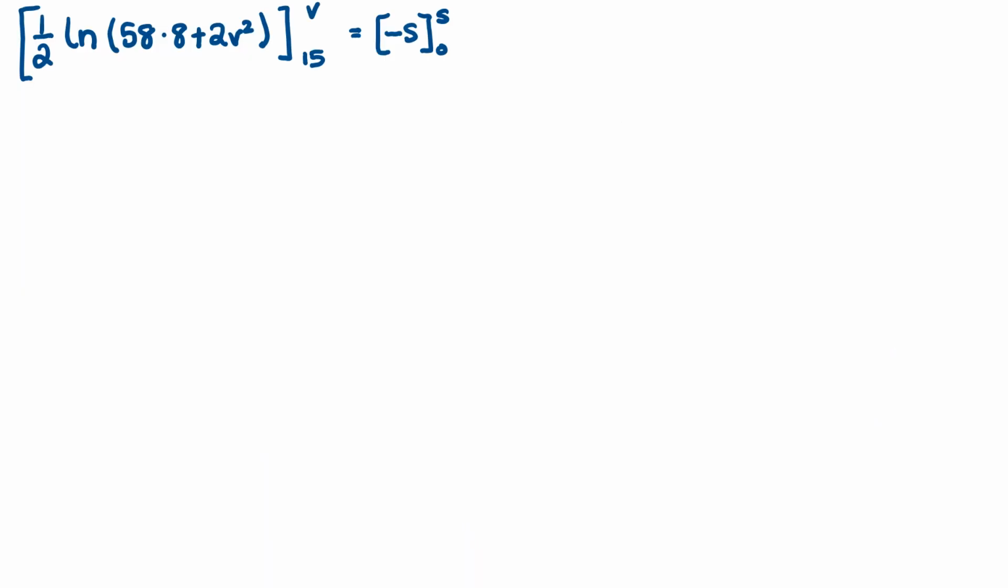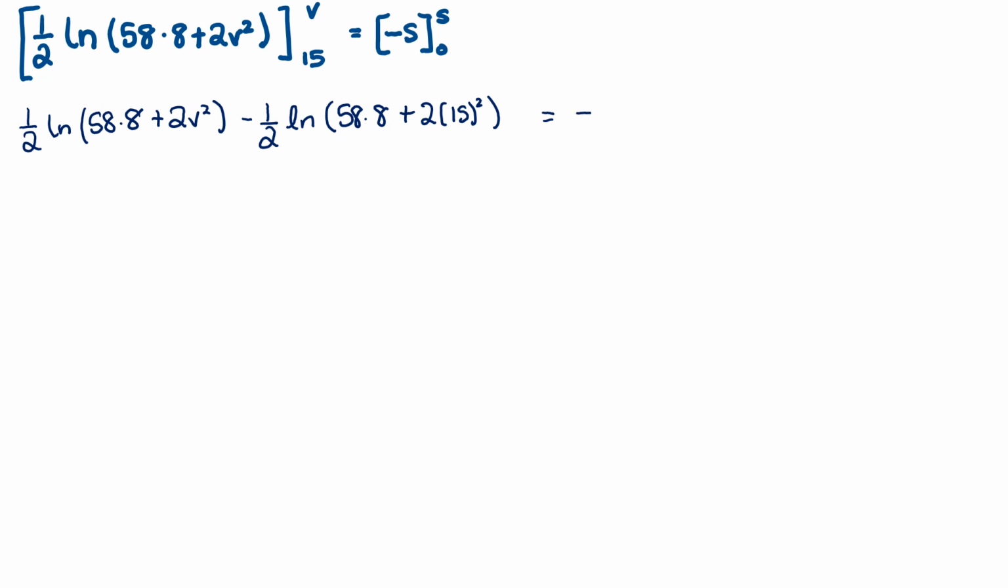So now that we have our integration done, let's do our evaluating. We have a half natural log of 58.8 plus 2v squared, take away a half natural log of 58.8 plus 2, and instead of v we're putting in 15 squared, and that's all going to equal to minus s minus times 0, which effectively all just disappears. So we're left with minus s on this side. So I can pull that half out in front and then just focus on the natural logs.